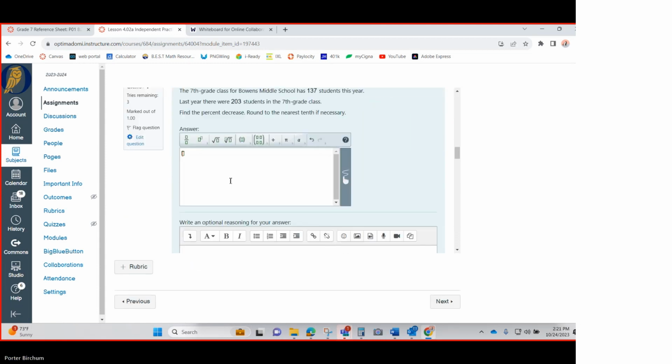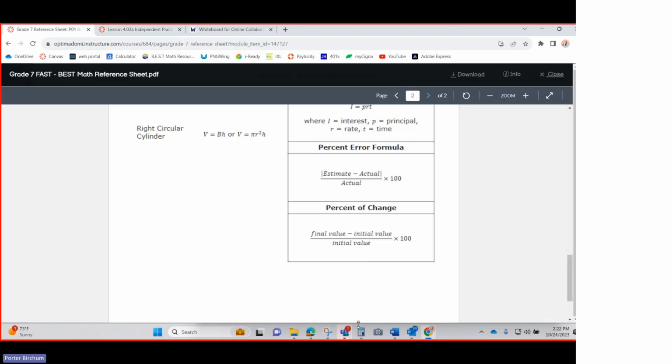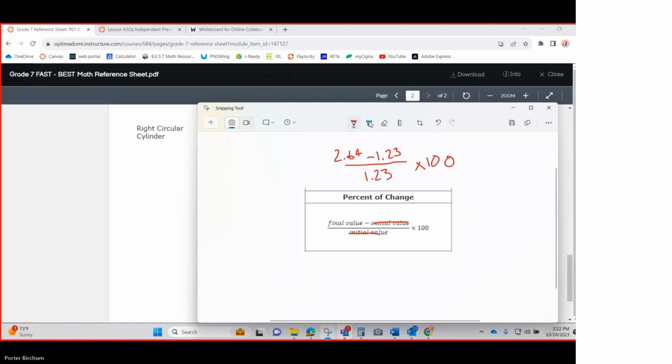Good. Question 4. The 7th grade class for Bowens Middle School has 137 students this year. Last year, there were 203 students in 7th grade class. Find the percent decrease, round to the nearest tenth. That's important, round to the nearest tenth. Okay, it's asking for the percent, so let's use the percent change formula.